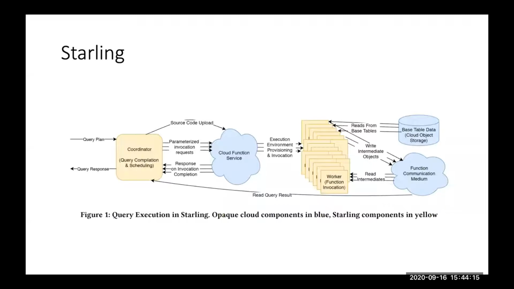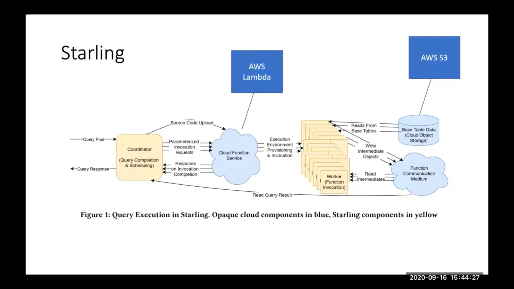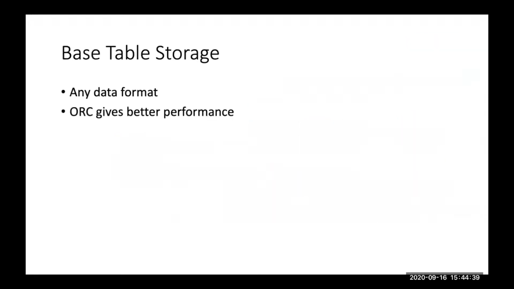The other thing the workers do is, once they are done, they have to notify the coordinator that they are done, or the coordinator somehow knows that the cloud functions are done. In Starling, they use AWS Lambda for the Cloud Function service. And for the base table, they use AWS S3, which is Amazon's object storage platform.